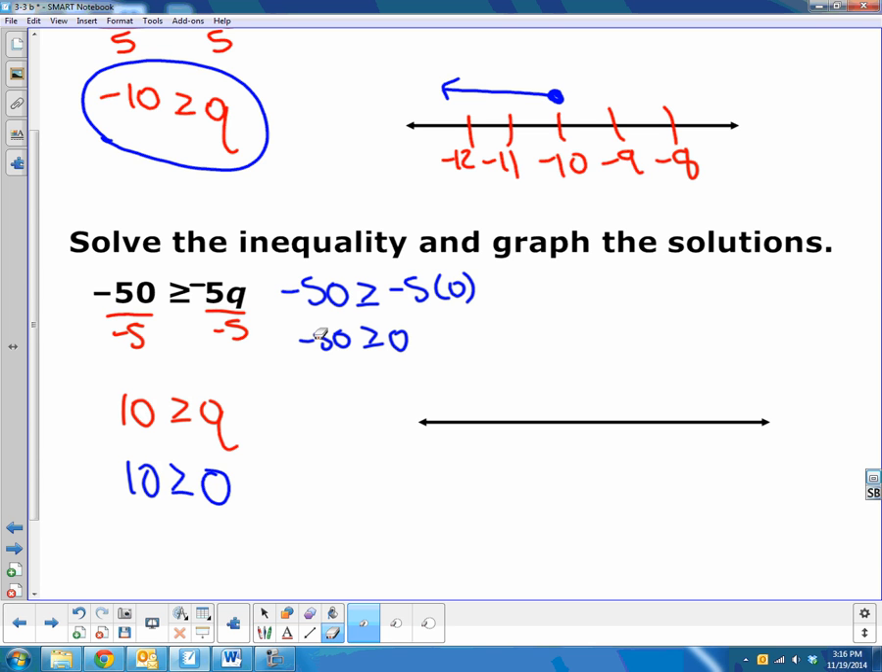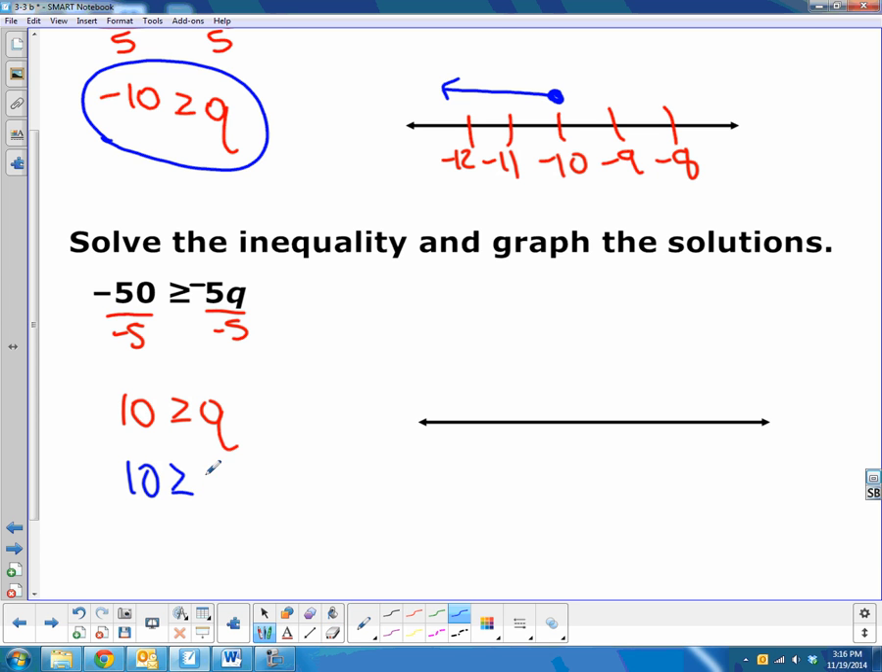Let's try another one. Okay, so I'm going to erase this. What's another number that's less than 10? How about 2? 2 is less than 10, so 10 is greater than 2. So negative 50 then is greater than or equal to negative 5 times 2. Negative 50 greater than or equal to negative 10. No, that's wrong as well. Negative 10 is closer to 0 than negative 50, so negative 10 is actually greater than negative 50. Every answer we're getting is wrong when we plug it back into the problem.